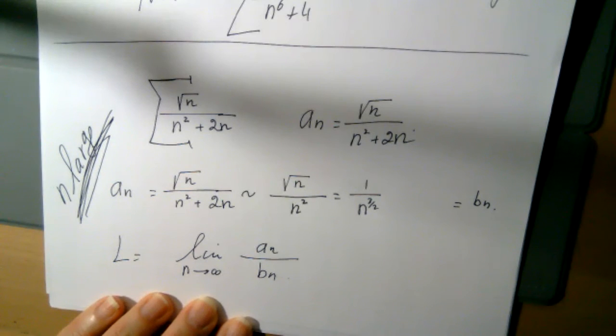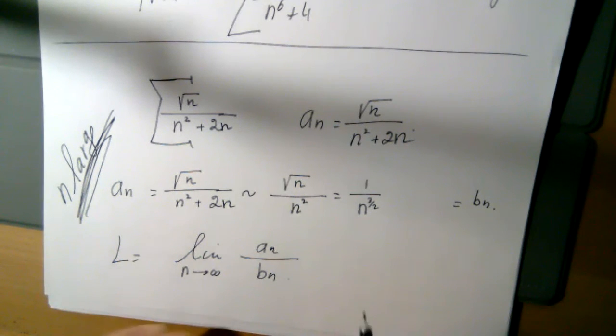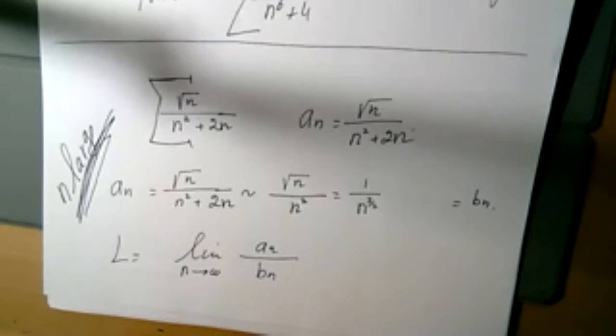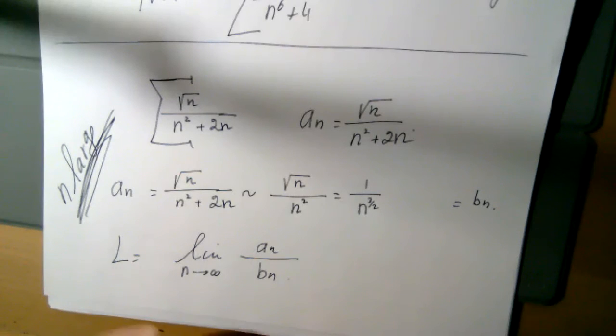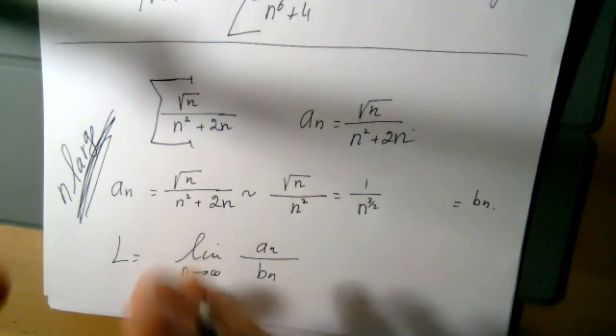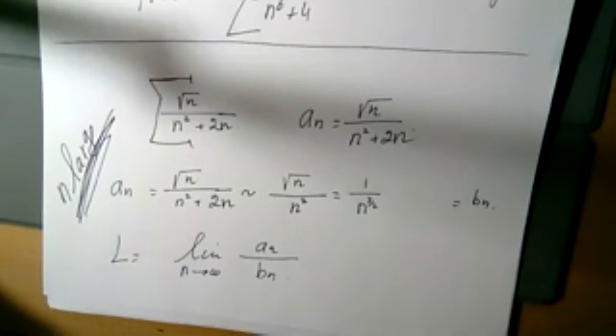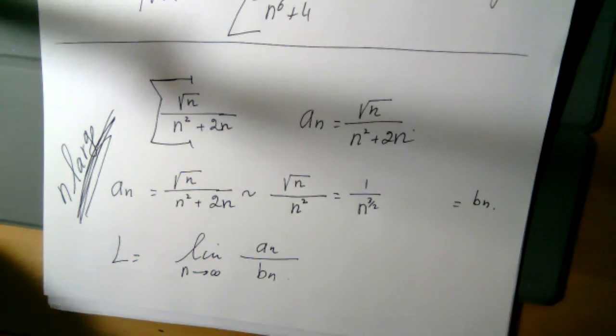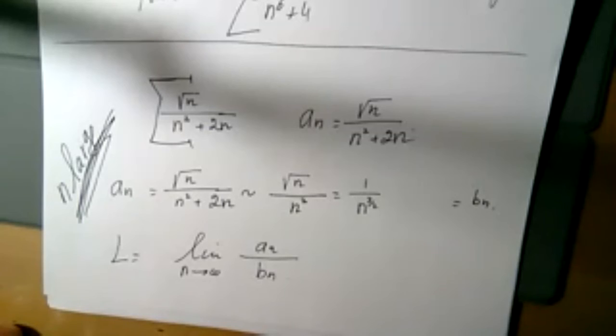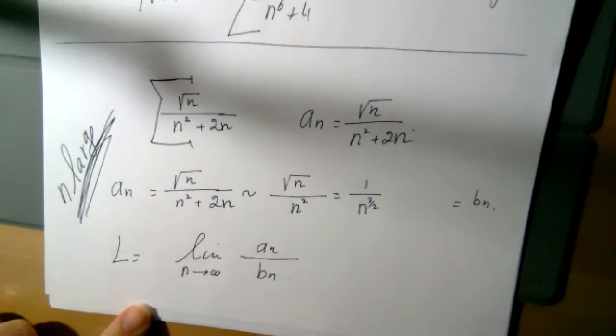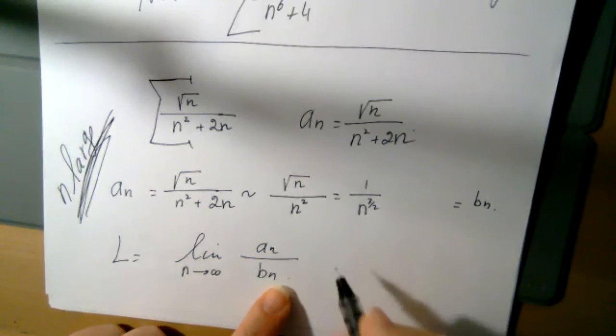I have to take the ratio and make sure that a_n over b_n is not 0 and is not infinity, because if a_n over b_n is very large, I cannot compare a_n to b_n. I want a number which is not 0 and not infinity to be able to compare them to each other. So we're going to compute this limit. I'm out of time. You guys do it.